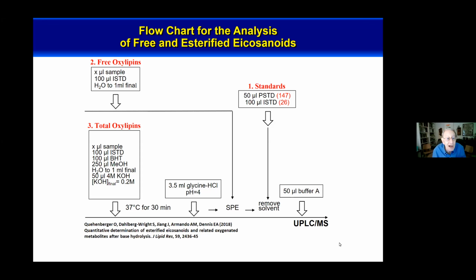When we're looking at free oxylipins, we take the sample, put our internal standard mix in, and bring it to 1 milliliter of water. We do our extraction, which in this case is SPE, and we then remove the solvent and run our UPLC. By the way, we take up our sample in a milliliter of aqueous solution, but it contains 10% ethanol, and we use the trick Bob Murphy referred to of precipitating the proteins out to get the icosanoids into solution, and that works.